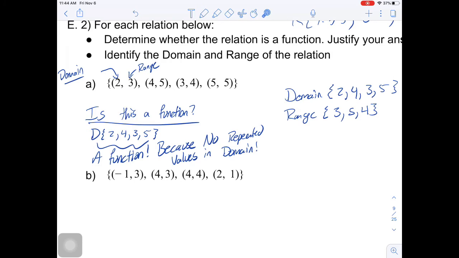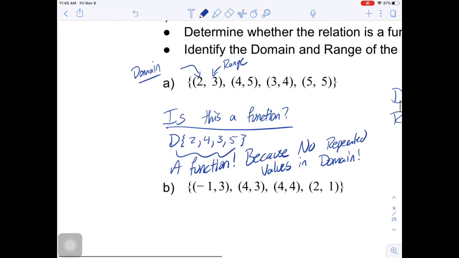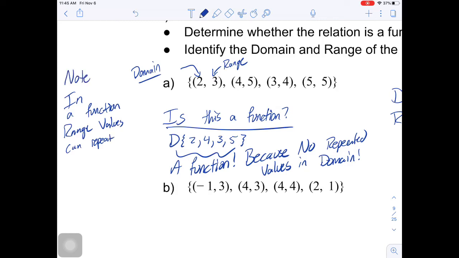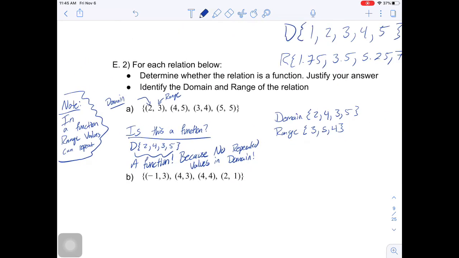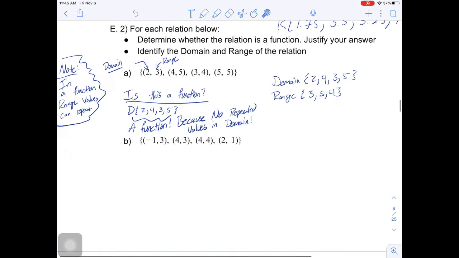Now recognize I'm not going to state that 5 showed up twice. Now, you might be asking yourself, hey, 5 did show up twice. Doesn't that make it not a function? But these are the range values. A function is something where you have no repeating domain values. In a function, your range can repeat. So that's something to note here. In a function, range values can repeat. So this is kind of a note here. Okay, so your range values can absolutely repeat. Recognize I didn't have to state 5 twice because we already stated it. It's going to be here.